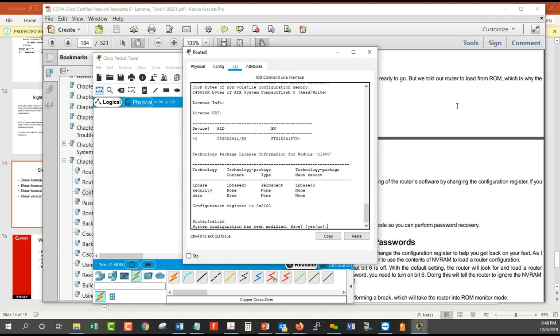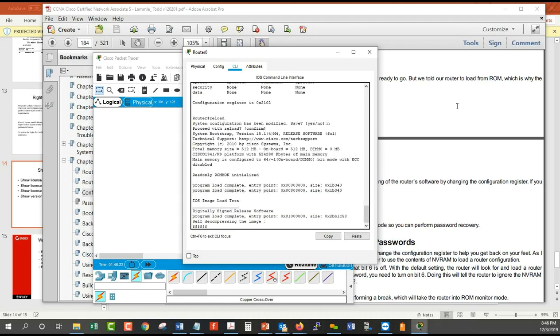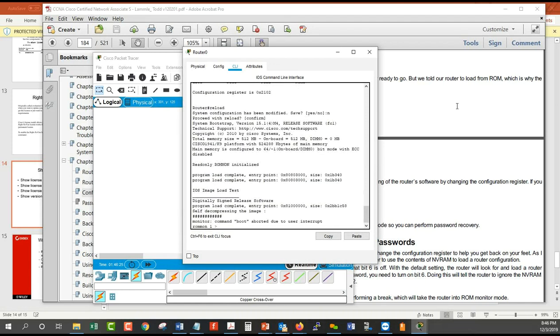So I'm going to say reload. It asks yes or no, the configuration has been modified, do we wish to save it? No, I really don't care. And are we going to confirm the reload? Yes, we are. Once it starts to reboot, I'm going to hit Control C. So there it's rebooting, Control C, and we're now in ROMmon.